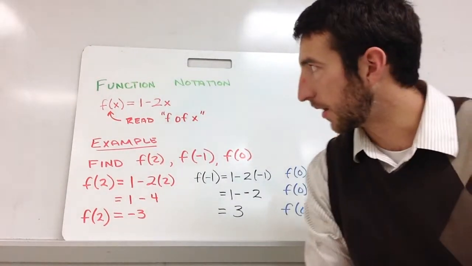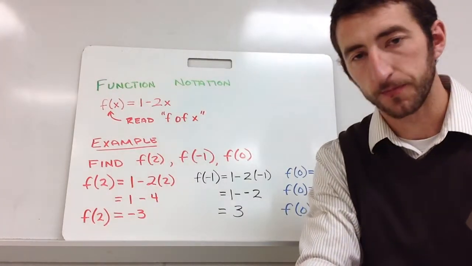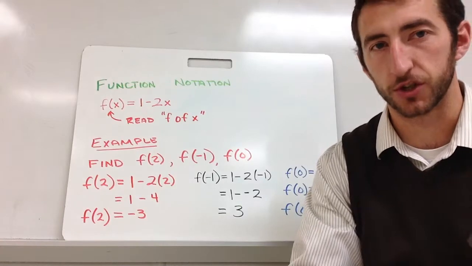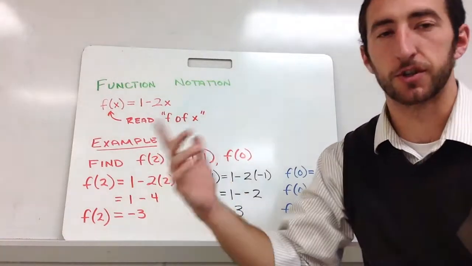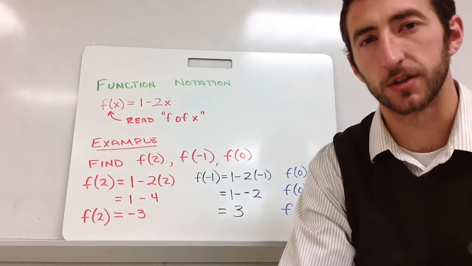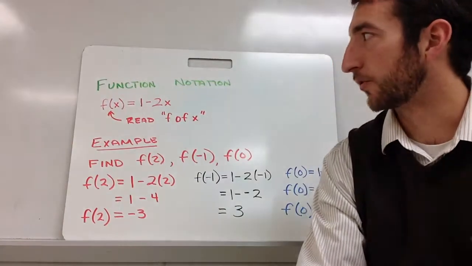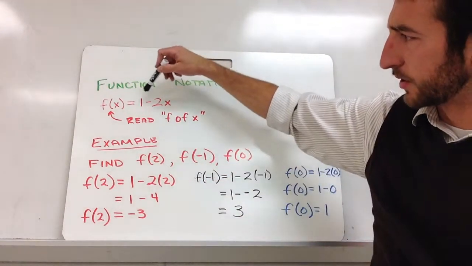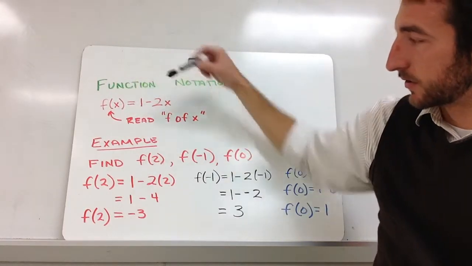Hey class, today what we're going to learn about is function notation. Function notation is just another way to write different relationships that we have, including linear relationships. We'll talk about quadratic relationships as well as exponential relationships later on in this course. But for right now, we'll just look at linear relationships.